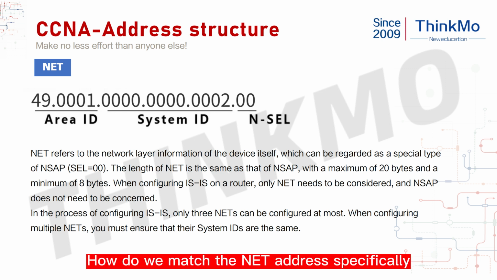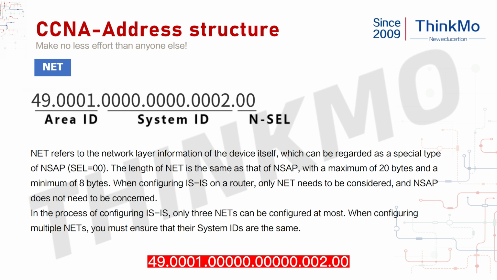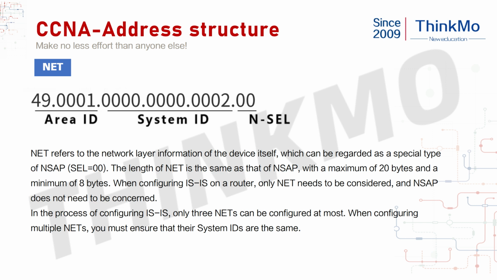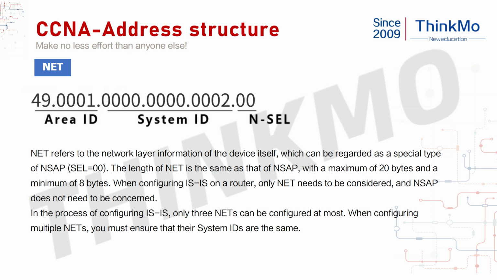How do we match the net address specifically? Let's say we write a net address 49.0001.0000.0000.0002.00. So this is the area ID right here. The middle 6 bytes are the system ID. The last byte is SEL. It has to be 0.